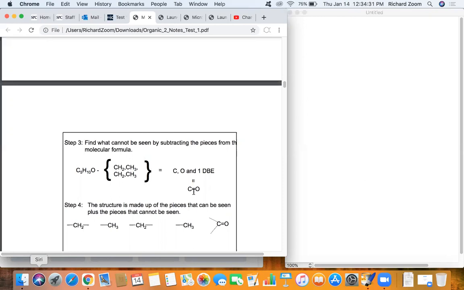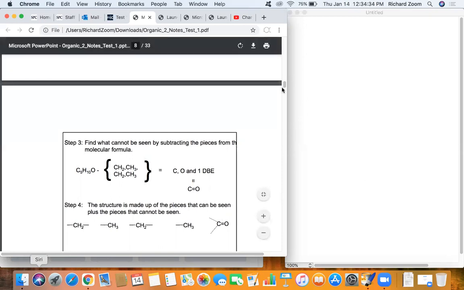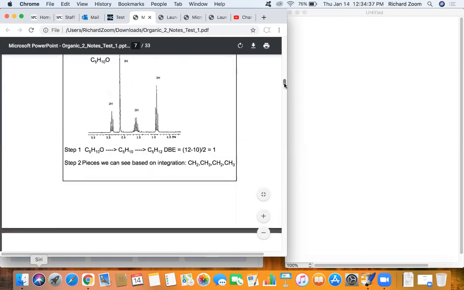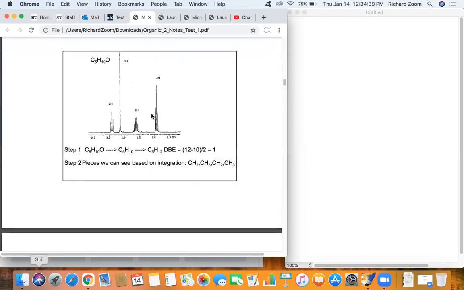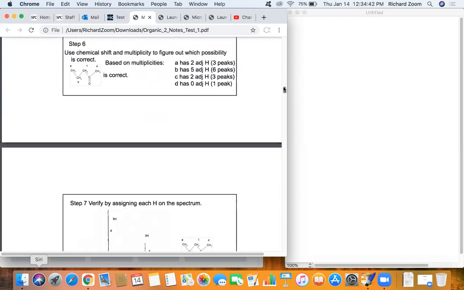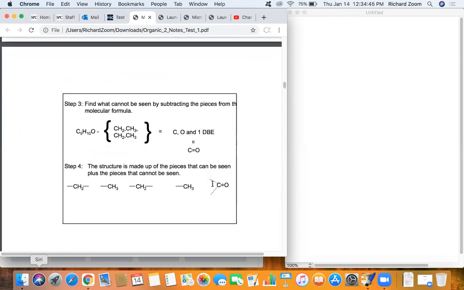Now, the important reason why we're not seeing the C double bond O in the spectrum, why it doesn't come up in the spectrum, is because it doesn't have any hydrogens on it. So a C double bond O is completely bonded and has no hydrogens. That's why we don't see it in the proton spectrum. The only way that we know it exists is because we've been able to subtract out the pieces we can see from the entire molecular formula and infer its existence as a C, an O, and a double bond, making up a C double bond O. So we know that the structure then is made up of everything we can see and everything we can't see.